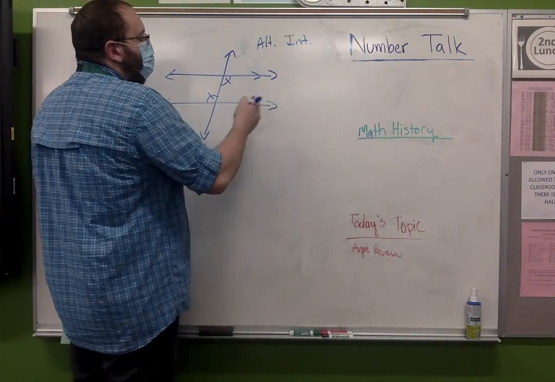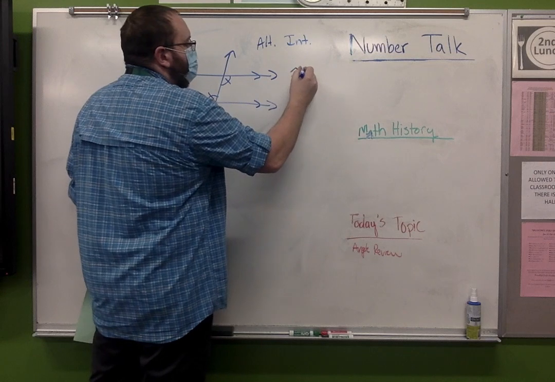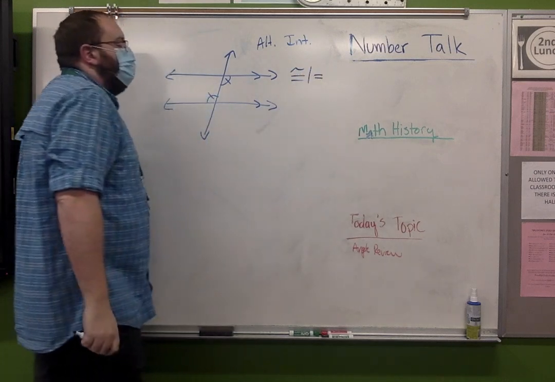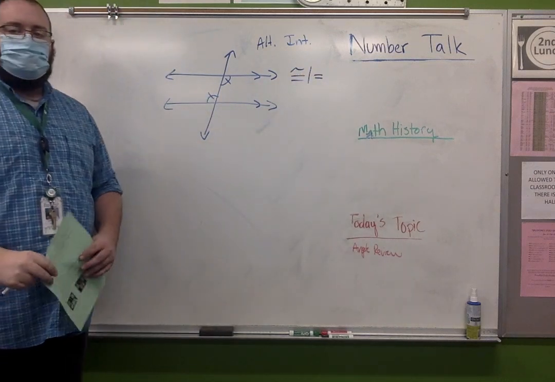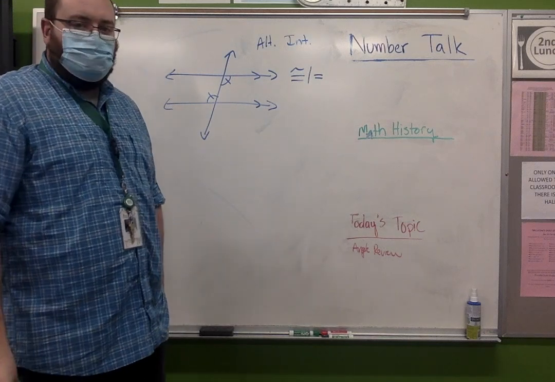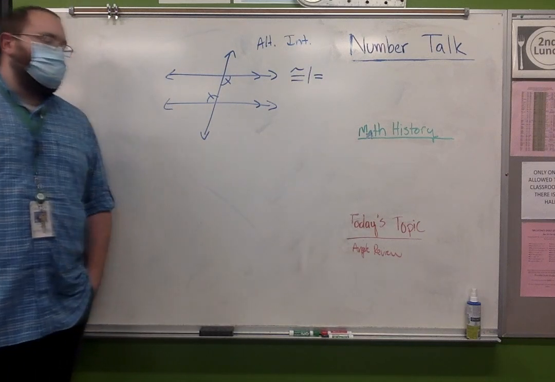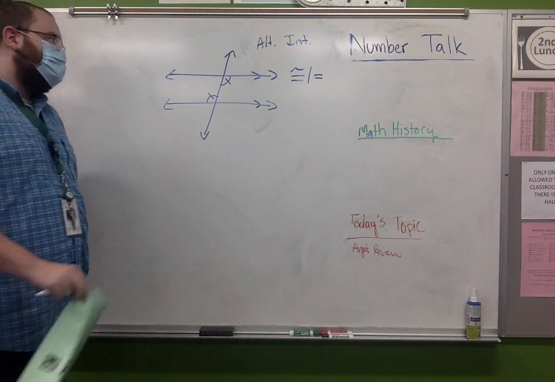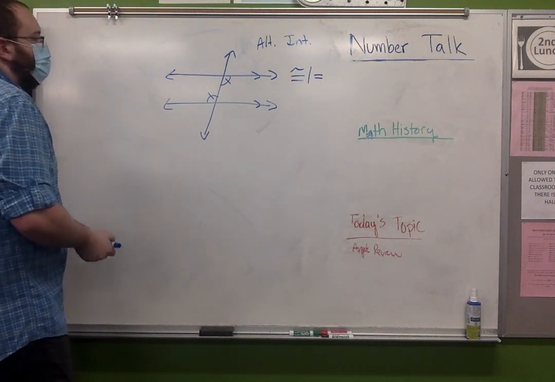Okay, these angles are congruent, meaning the shape is the same and the angle measure is the same. They're not the same angle, okay, but their shape is the same. That's what we'll go with.